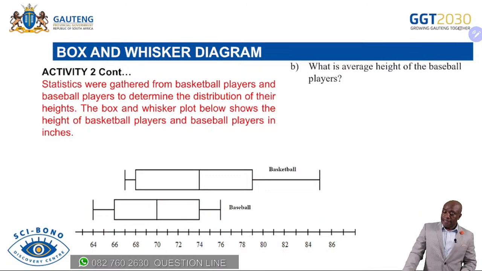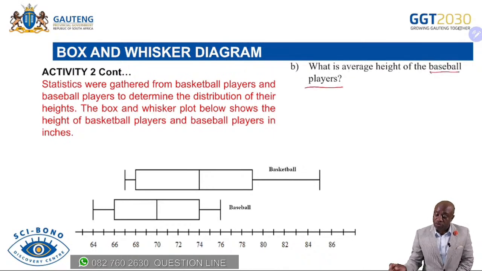The next question is easy. What is the average height of the baseball players? This one I'm going to give it to you. I want you to think deeply, and I'll come back and give you the answer. It's only one word. We are saying the baseball. It's only one number that we want there. We want what is the average height of the baseball players. So focus on the baseball players and check what information about the height are you given by the box and whisker. After a minute, I'll come back and give you the answer.